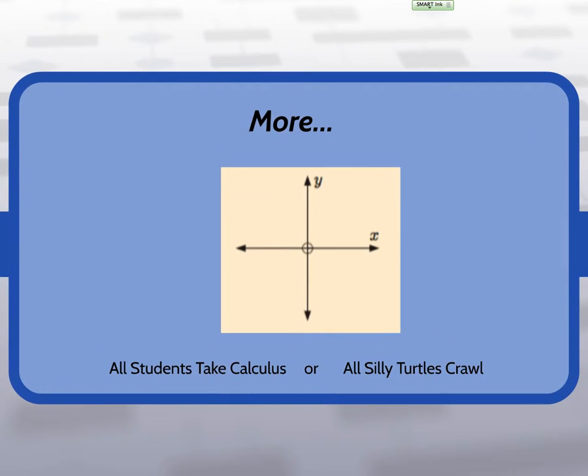Oh yes, I always forget about this. There's something to help us remember, like PEMDAS, please excuse my dear Aunt Sally. A couple the book suggests are "all students take calculus", though I don't think that's true, so I don't love that one, and "all silly turtles crawl". I believe you might have heard a different one in a smart trig class. Okay, so that's another one too. It goes like this, and I'm going to see if you can figure out what it means.